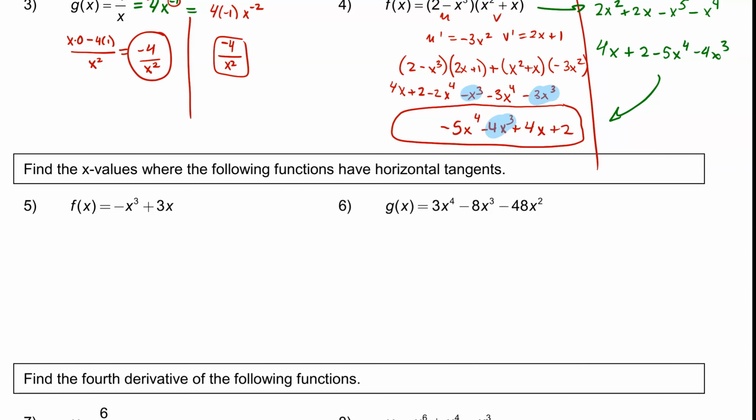Okay, number 5, find the x values where the following functions have horizontal tangents. First, horizontal tangents, aka we have to find the derivative. Then we see where the derivative is equal to 0 and solve for the x values. Try it yourself. We're trying to find where they have horizontal tangents, aka the slope is 0. So first you find the equation for the slope, aka the derivative, then make the slope equal 0 and solve for x.